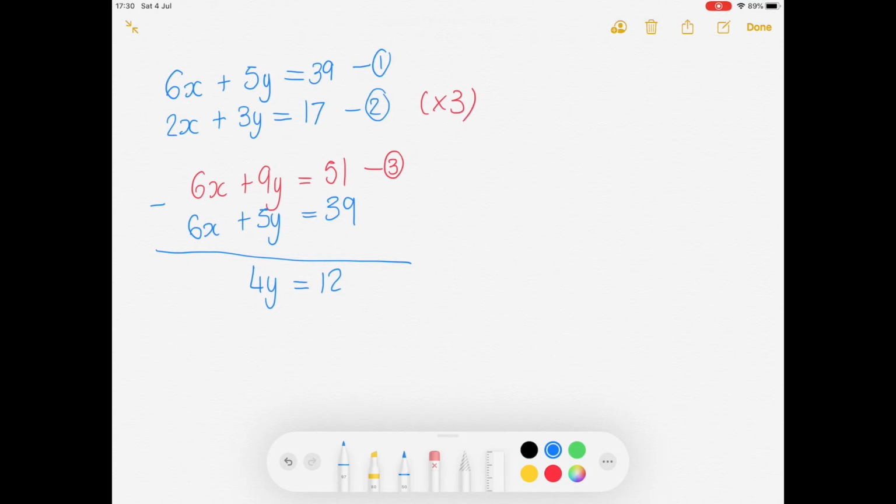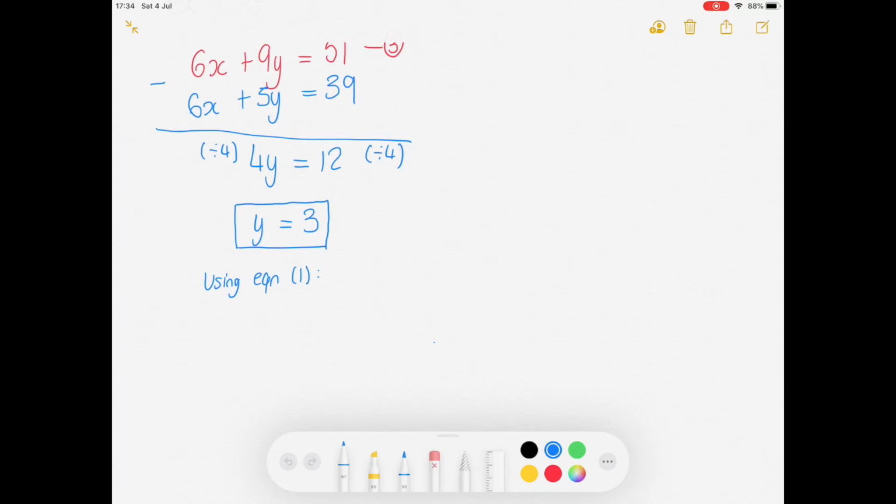So how do I get y by itself? Well, the thing that's stopping me from having the y by itself is actually the 4. Remember that 4y actually means 4 times y. So that means we have to do the opposite to get rid of it. So we're going to divide by 4 on both sides. And that leaves us with y equals 3. We know that y equals 3.